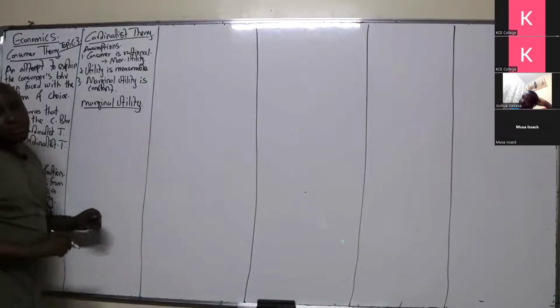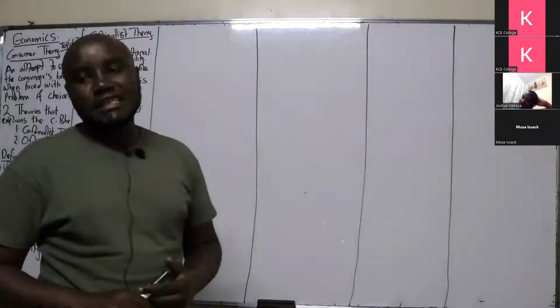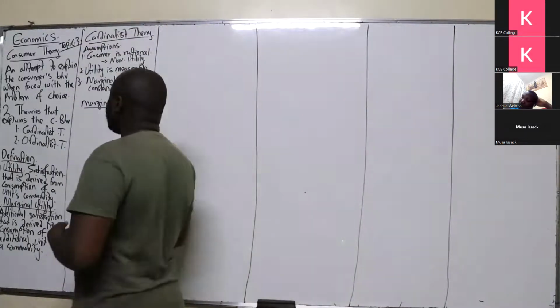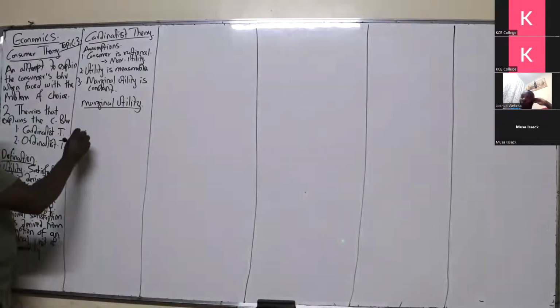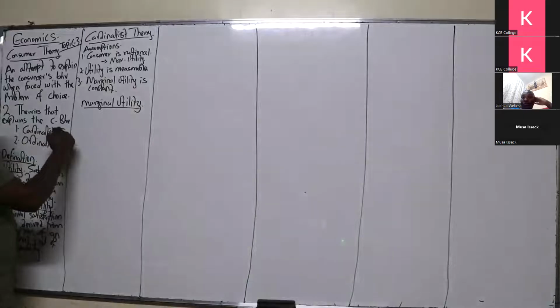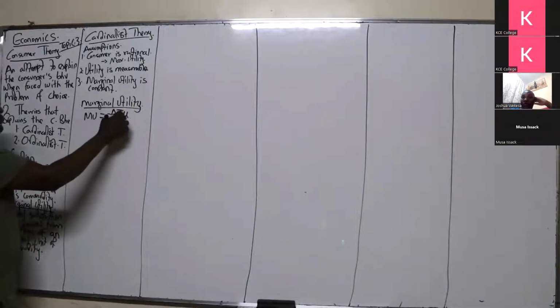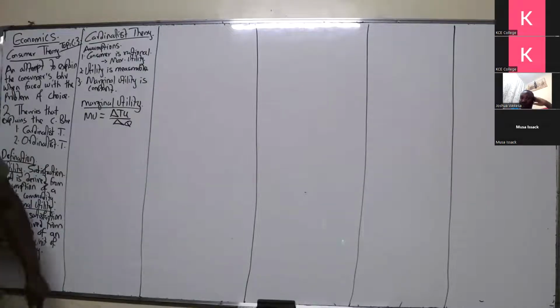And when you're talking about the issue to do with marginal utility, how do you measure it? It's the first thing that you should know. Marginal utility is measured like this: marginal utility is equal to the change of the total utility divided by the change of the quantity. Right, together?